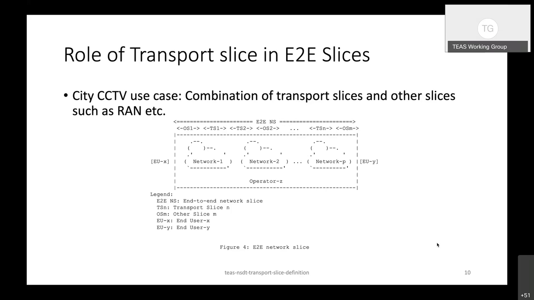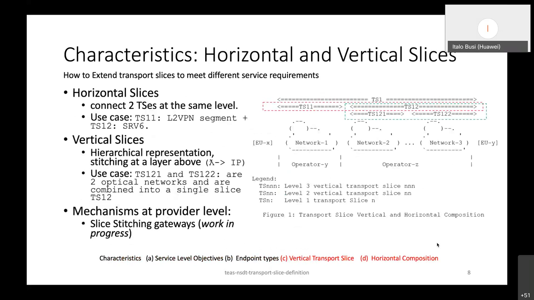We have Italo next on the queue. Can you go to slide 8, please? Yeah, here I'm a little bit confused by slide 8 and 9 and 10. So my understanding of slide 10 is that you have an end-to-end network slice, which can be composed by different slices, and one of them can be a transport slice. And then the transport slice gets implemented within a network, which can be one or multiple. So I don't understand why in this case we have the transport slice, which is further decomposed, to stitch the hierarchical transport slices. Looks like this is more implementation.